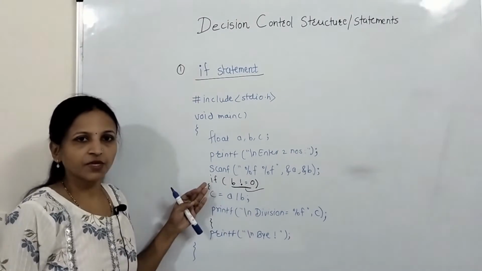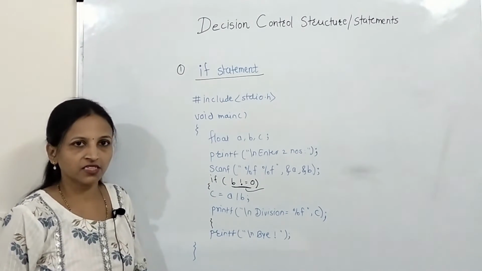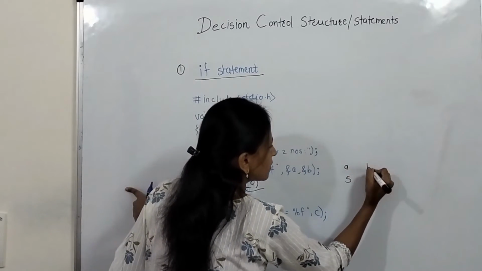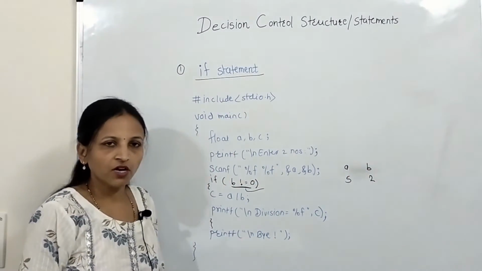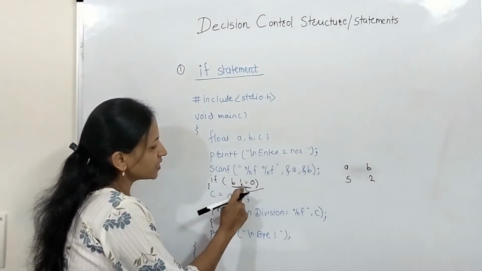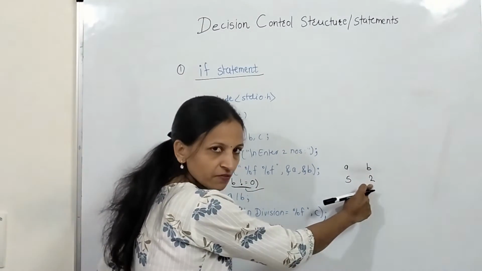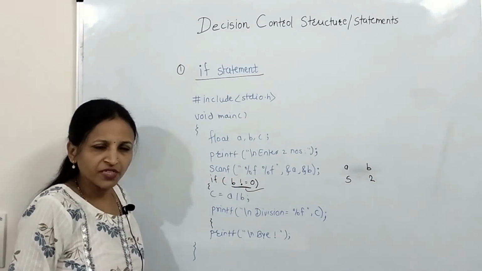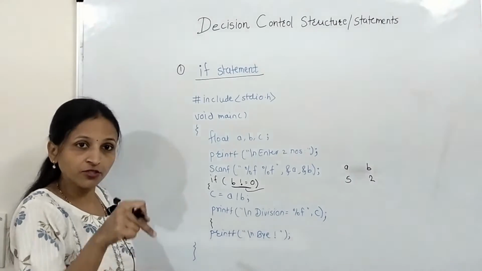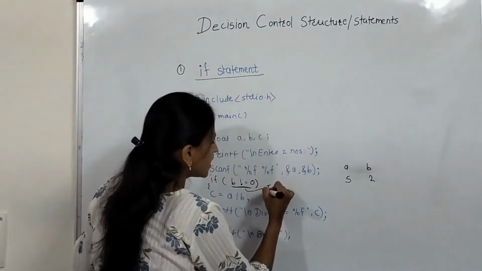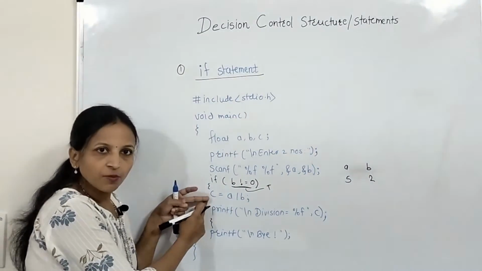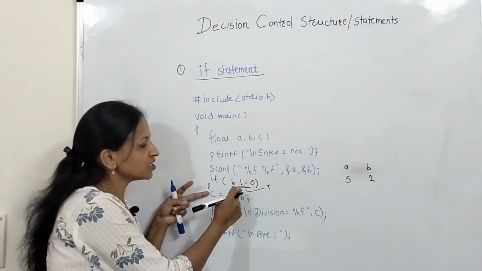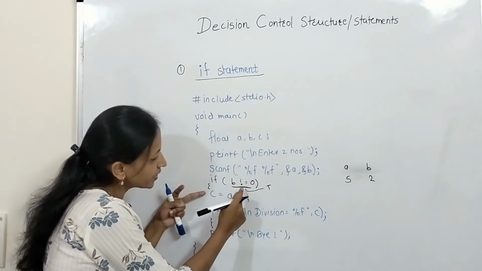How? See, after placing this condition, how it will work. First the user will enter the value of a as 5 suppose and b as 2 suppose. Now how will it work? See, b is not equal to 0. Is b not equal to 0? Yes, it is true. b is 2, b is not equal to 0. It is true now. That's why the processor will come here and we will execute this part, because the condition is true.